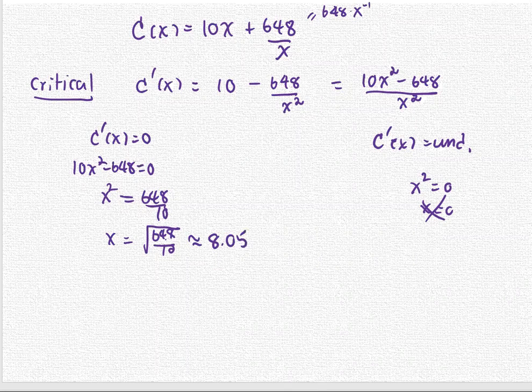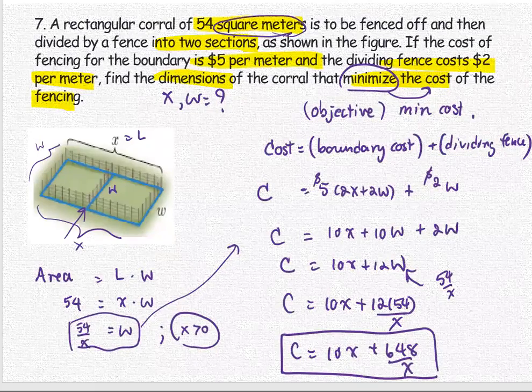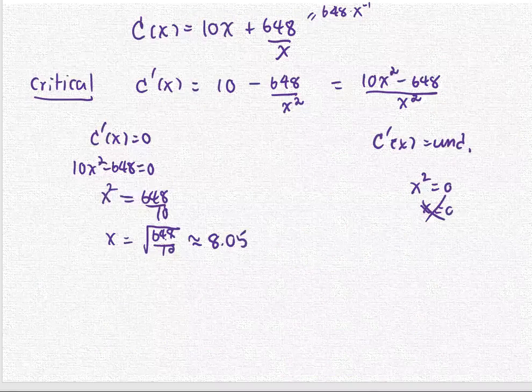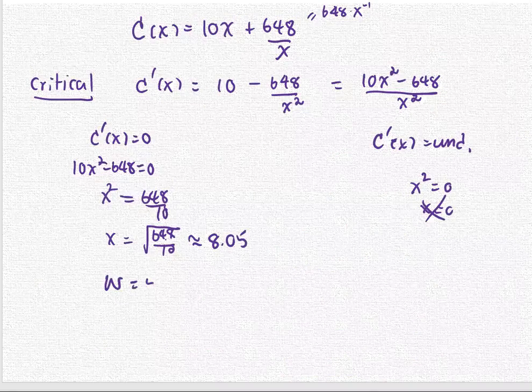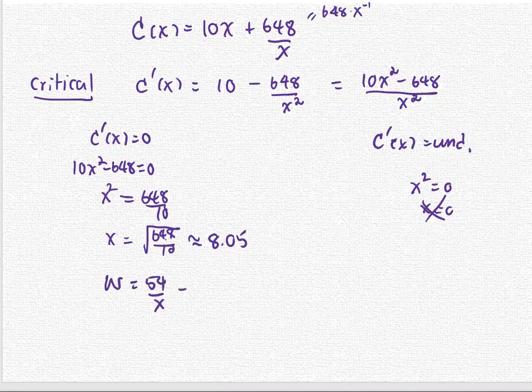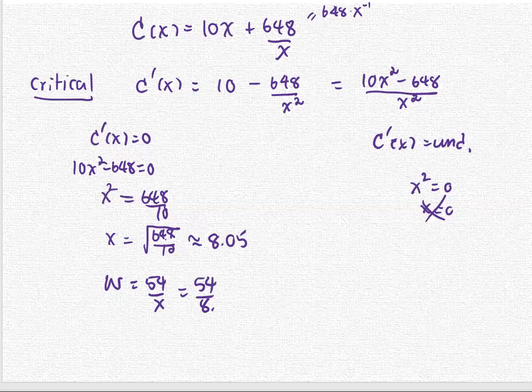If x is 8.05, the width, which is 54 divided by x, is 54 divided by 8.05, then we get about 6.71. And now we get the dimensions that give the minimum cost based on this condition.